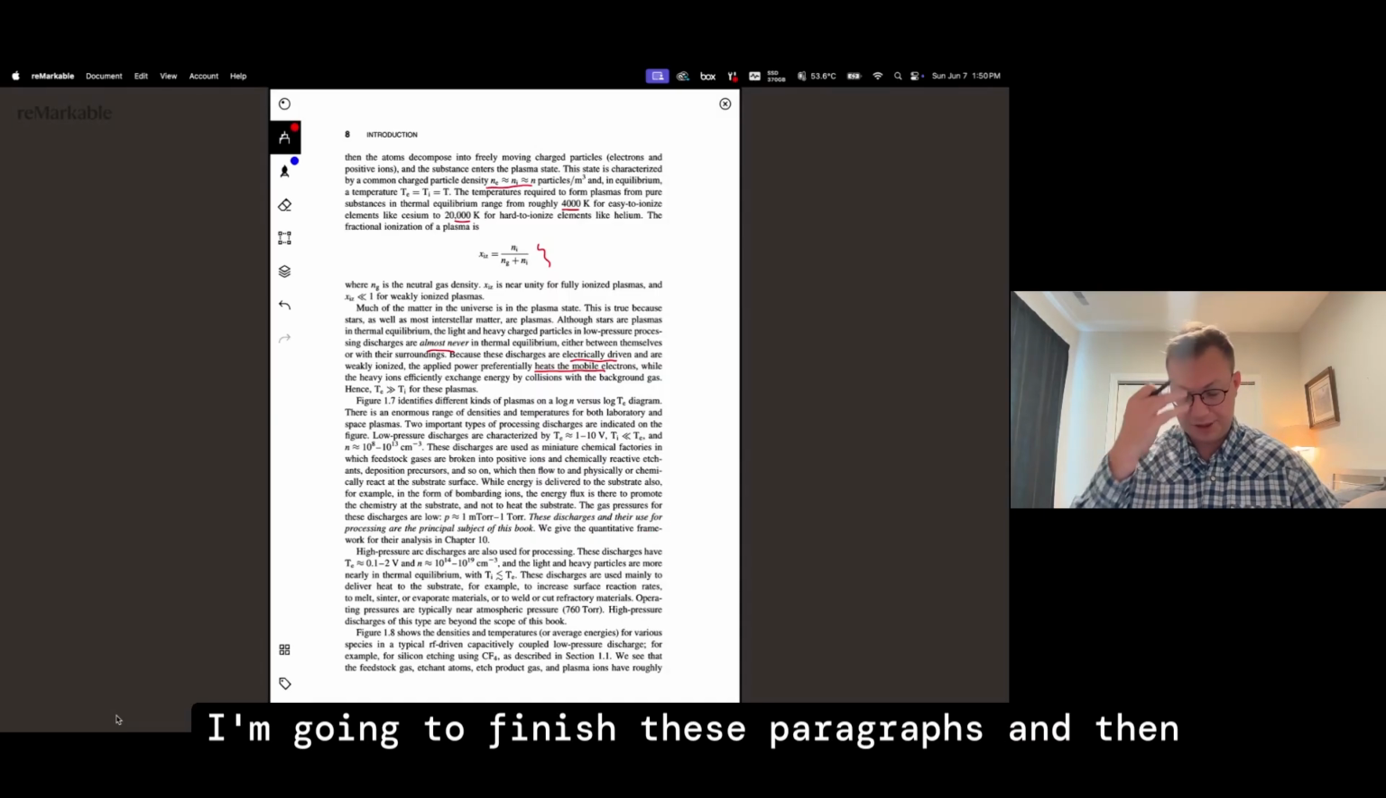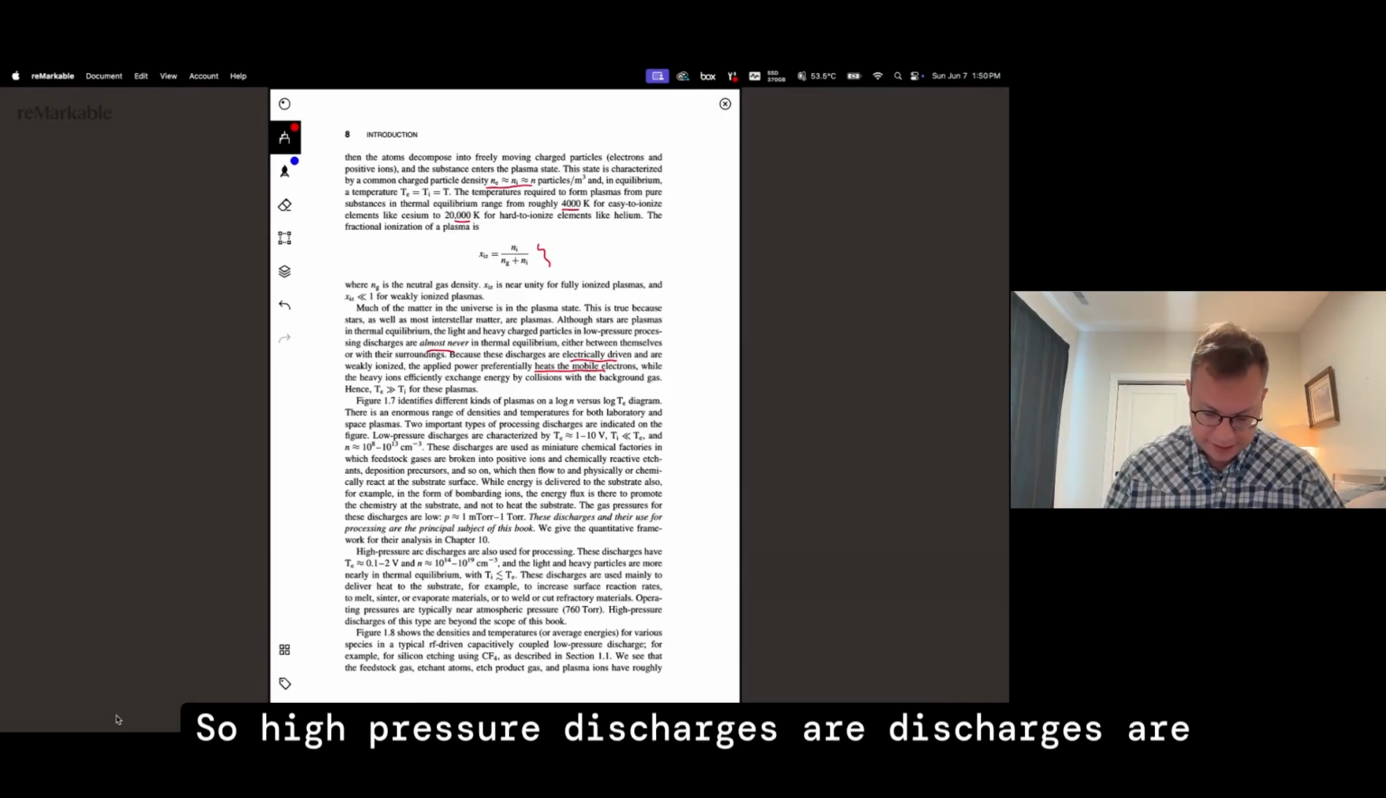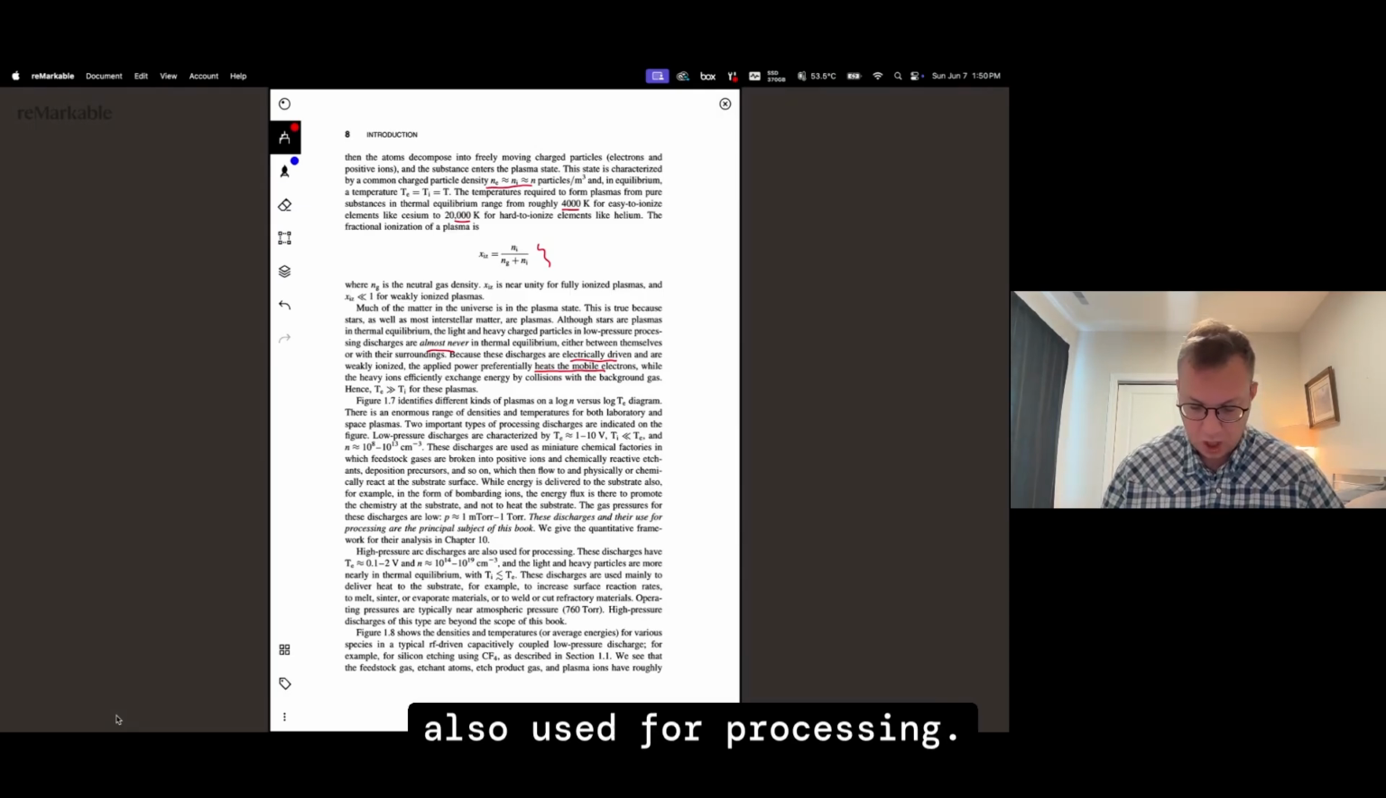I'm going to finish these paragraphs and then we'll look at the diagram and talk a little bit about that. So high pressure discharges are also used for processing.